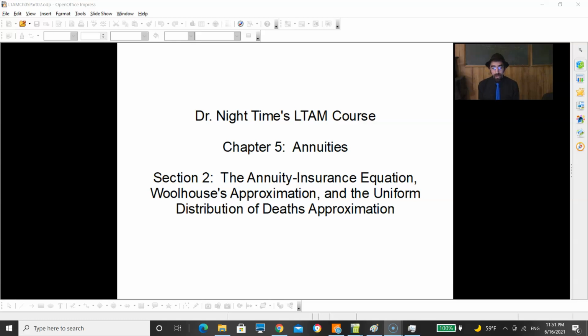And tonight we're continuing along with my LTAM course. We're continuing along with Chapter 5, Annuities. As I mentioned, I'm breaking down Chapter 5 into two sections. This is Section 2. Section 1 covers the basics of annuities and some of the basic arrangements you can have. This section includes a couple of more complicated formulas that allow for more detailed calculations.